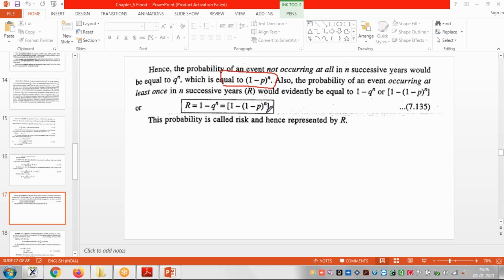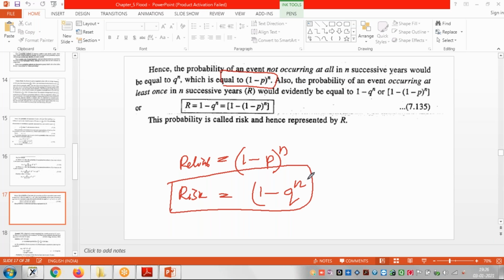So see, there are two terms. 1 minus P raised to the power n is what? That is reliability. But what is risk? Risk is the same form, but 1 minus Q raised to the power n, right? So there are two terms, and the difference is: 1 minus Q raised to the power n is risk, and 1 minus P raised to the power n is reliability. So don't be confused in this formula.